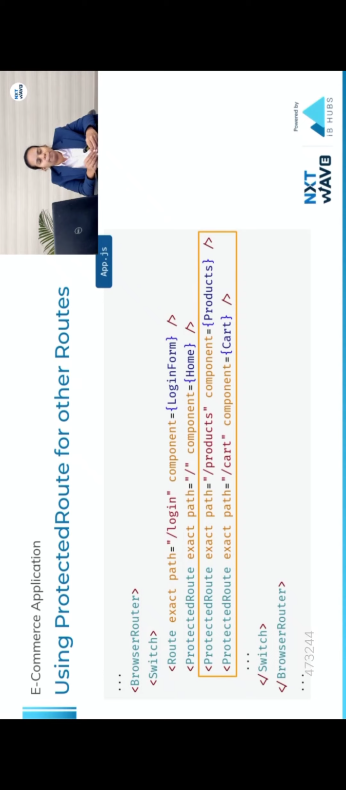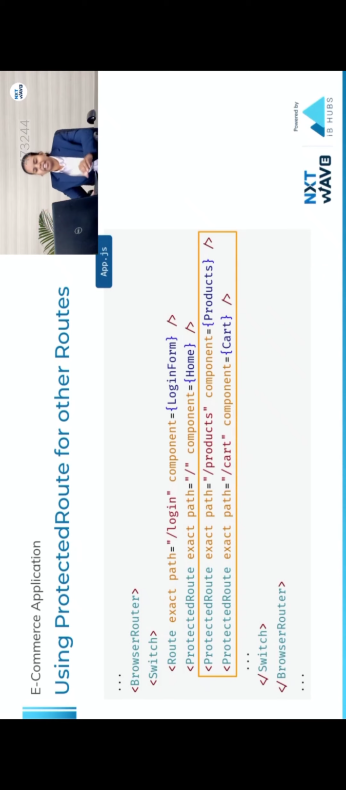So then what will happen? That common logic, the redirection logic, will be executed for the products route and also for the cart route. Clear? So that's it. Now whichever route we want to add redirection logic to, we can directly make use of the protected route. With this, the redirection logic will get applied, and appropriately, if the user is authenticated, he'll be redirected to the appropriate route. Clear?